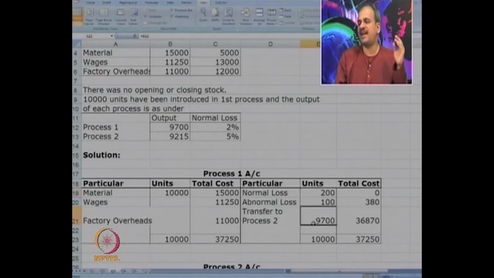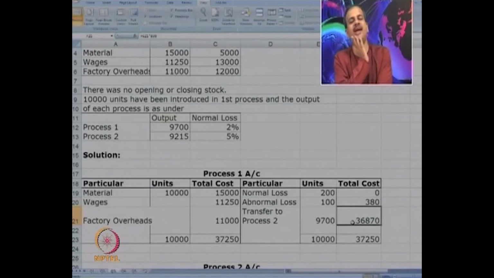So you will observe that there is some more abnormal loss, because 10,000 is put in, 200 normal loss. So I should have got an output of 9,800, but actual output is 9,700. So 100 more units are lost, and that is treated as abnormal loss. Is it clear to you? Now still we are not very sure how to calculate this cost. So how would they have been calculated?